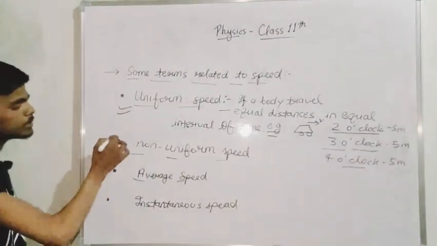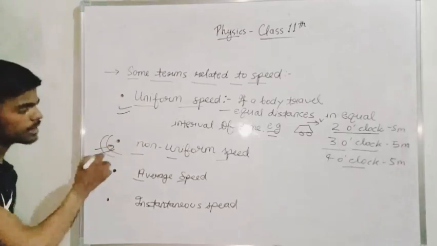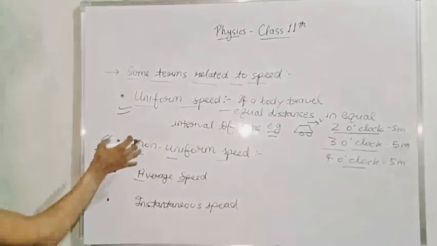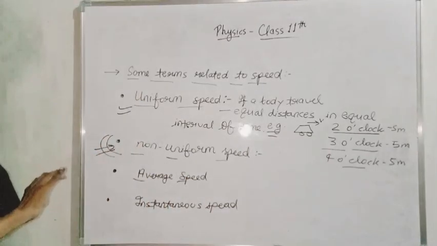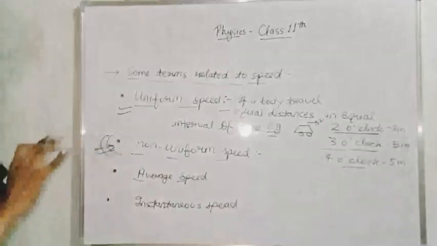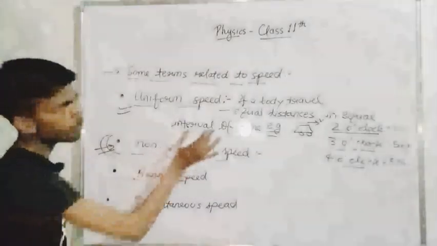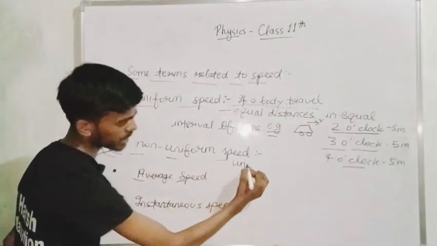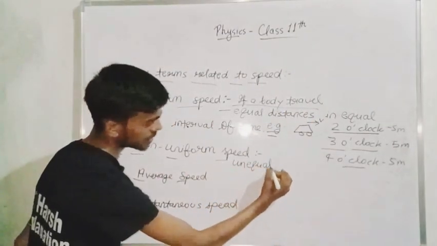Now the same concept is used for defining our non-uniform speed. Uniform speed is the antonym of non-uniform speed, or we can say non-uniform speed is the antonym of uniform speed. And what does it say? It says that if a body travels, but here only one thing is important, that body travels on equal distances.